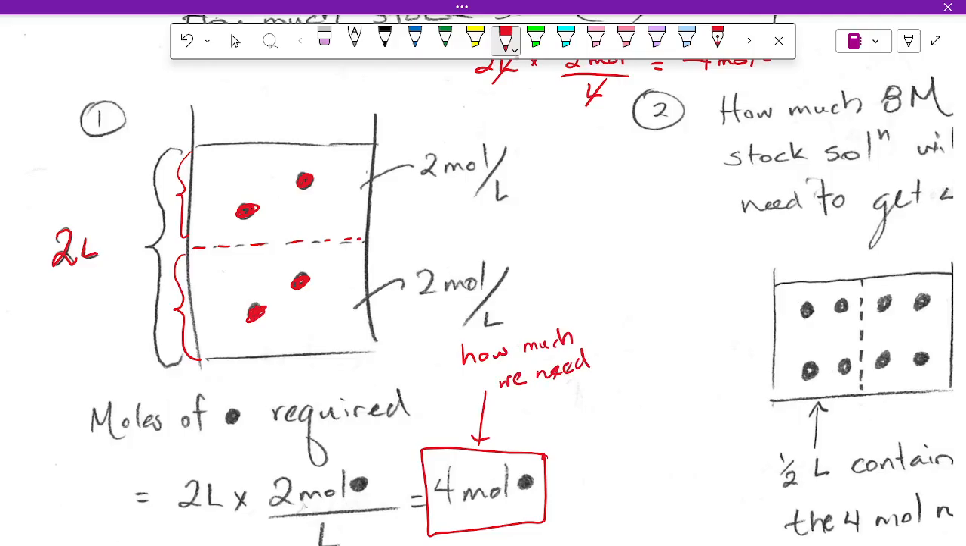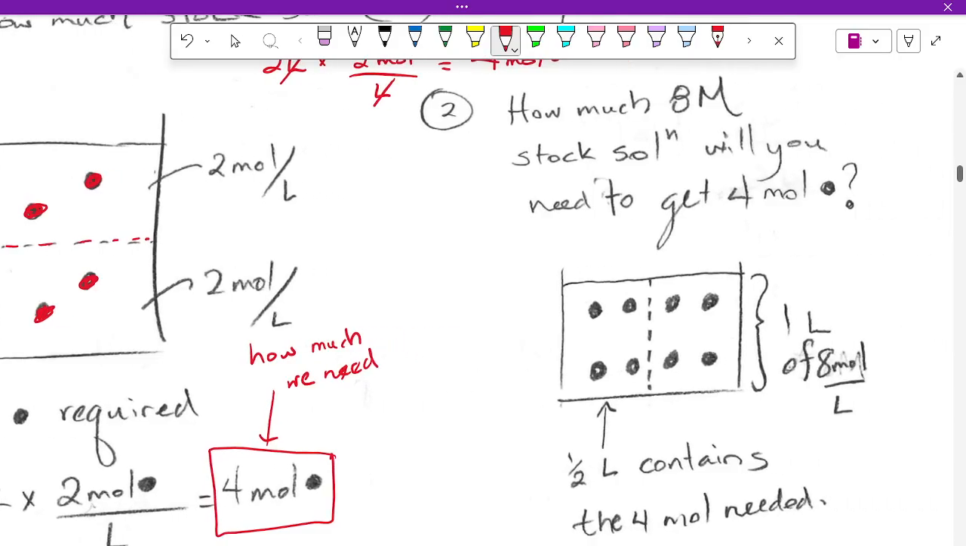Where are we going to get those 4 moles from? From which solution? We're going to get it from the stock solution. So now we've got a stock solution, and this entire thing is 1 liter, right? And it is 8 moles per liter. So in that 1 liter, there are 1, 2, 3, 4, 5, 6, 7, 8 moles. How much of that volume do we need to get 4 moles? We need half a liter. Half a liter will contain the 4 moles. How do we do that math?